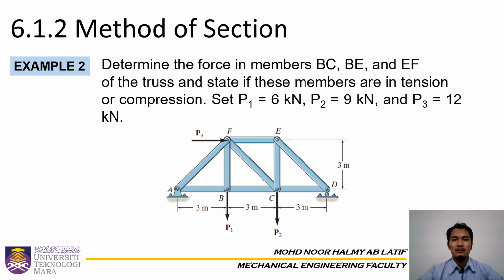Here is another example. Determine the force in members BC, BE, and EF, and the truss, and state if these members are in tension or compression. Set P1 equal to 6 kilonewton, P2 9 kilonewton, and P3 12 kilonewton.